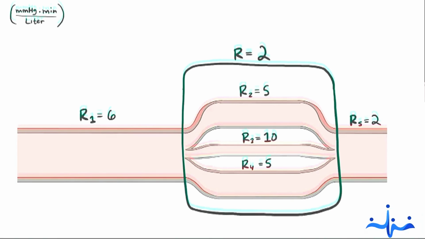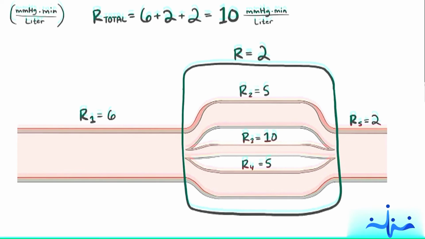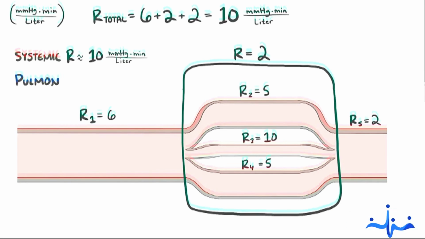Now that we have the combined resistance of the parallel guys, the remaining 3 components are just in series. So we add up 6 plus 2 plus 2, and that's 10, or 10 millimeters of mercury times minutes over liters. And this happens to be around the actual resistance you see in the entire systemic circulation. By comparison, the pulmonary circulation has only about 1/10 of that resistance, and it's closer to 1 millimeters of mercury times minutes over liters.